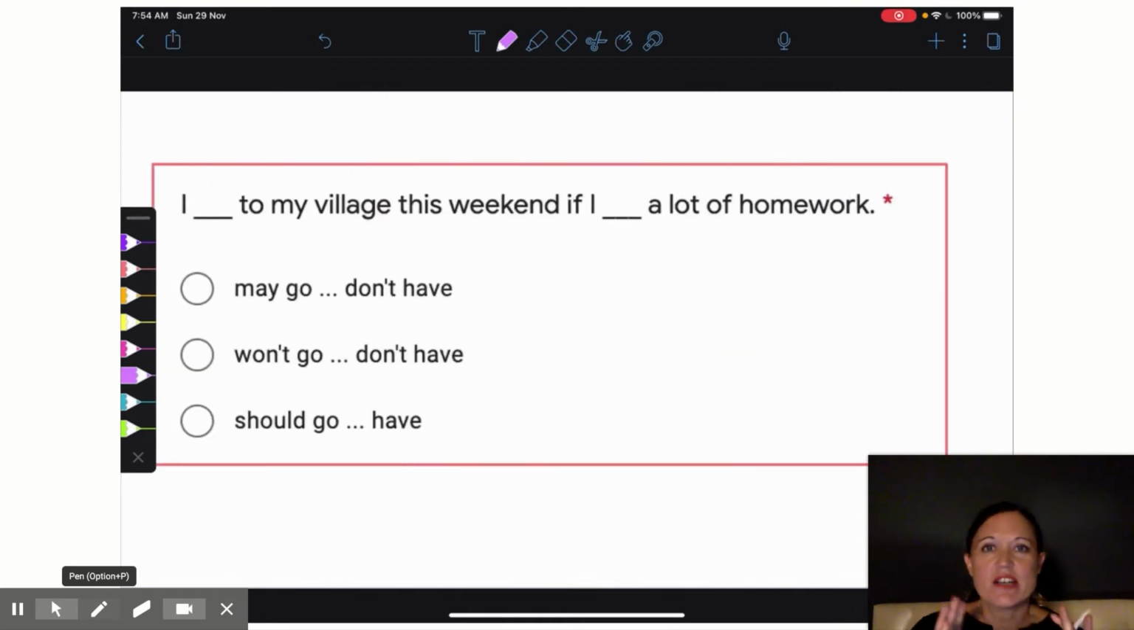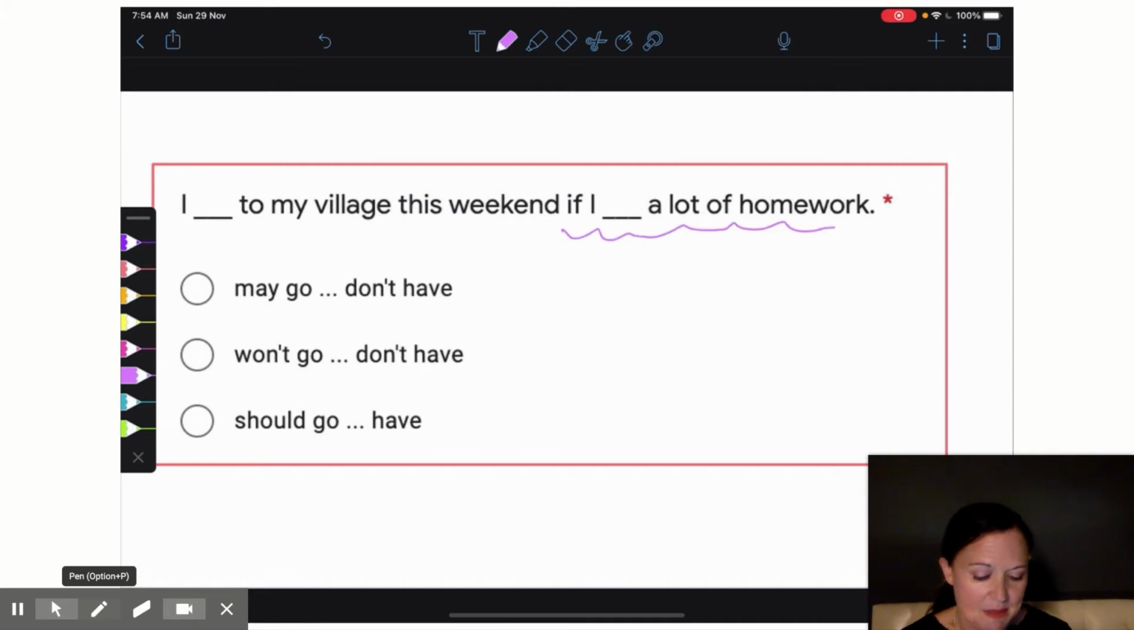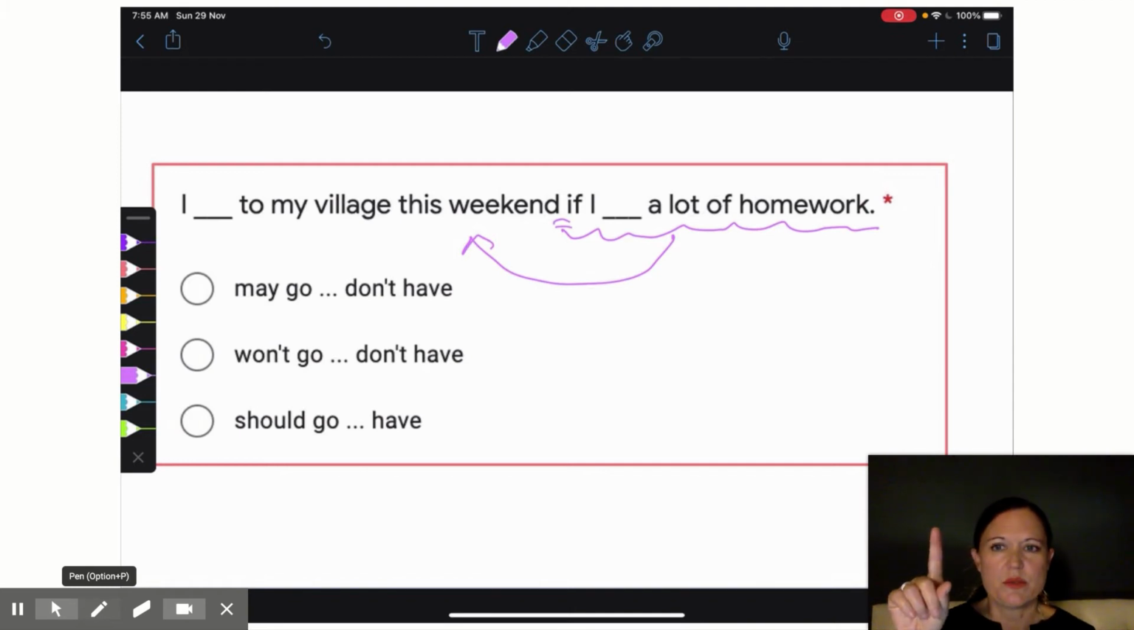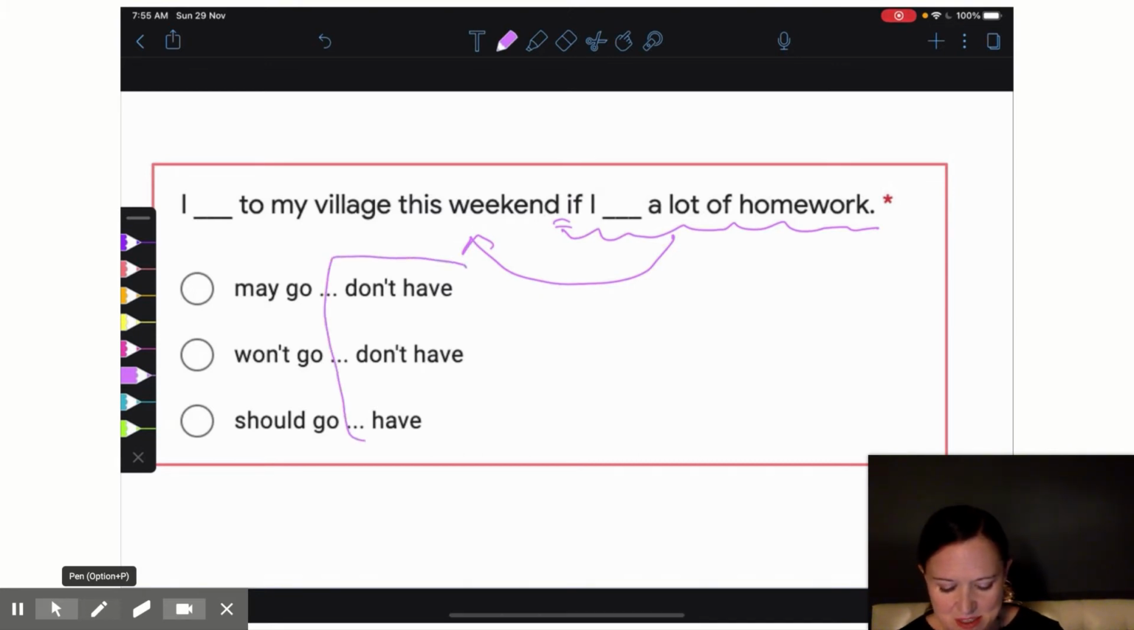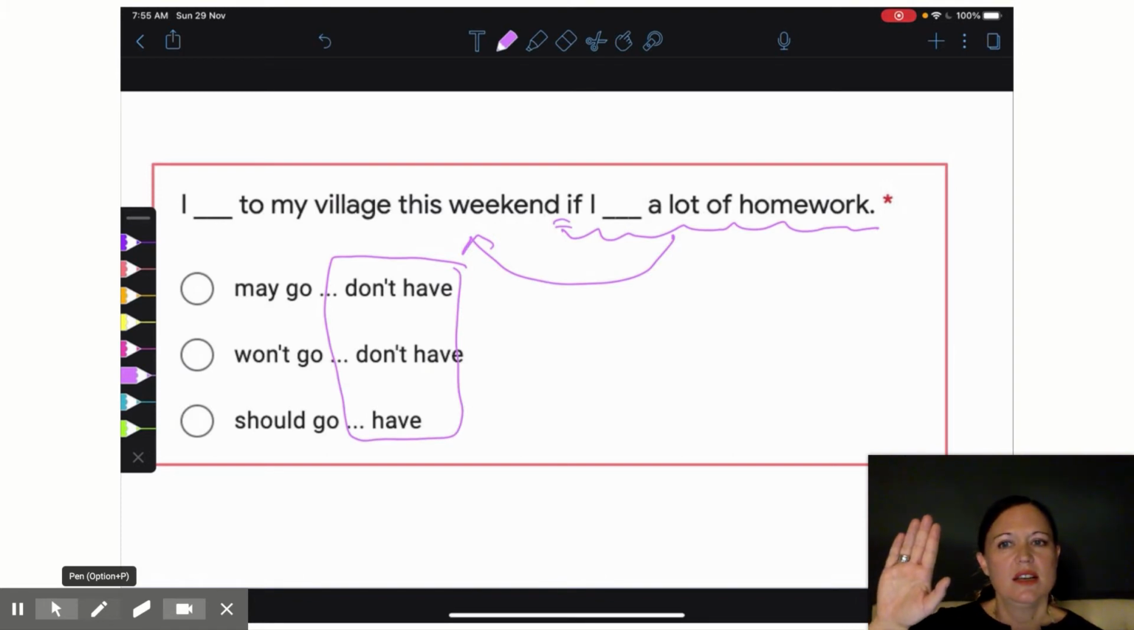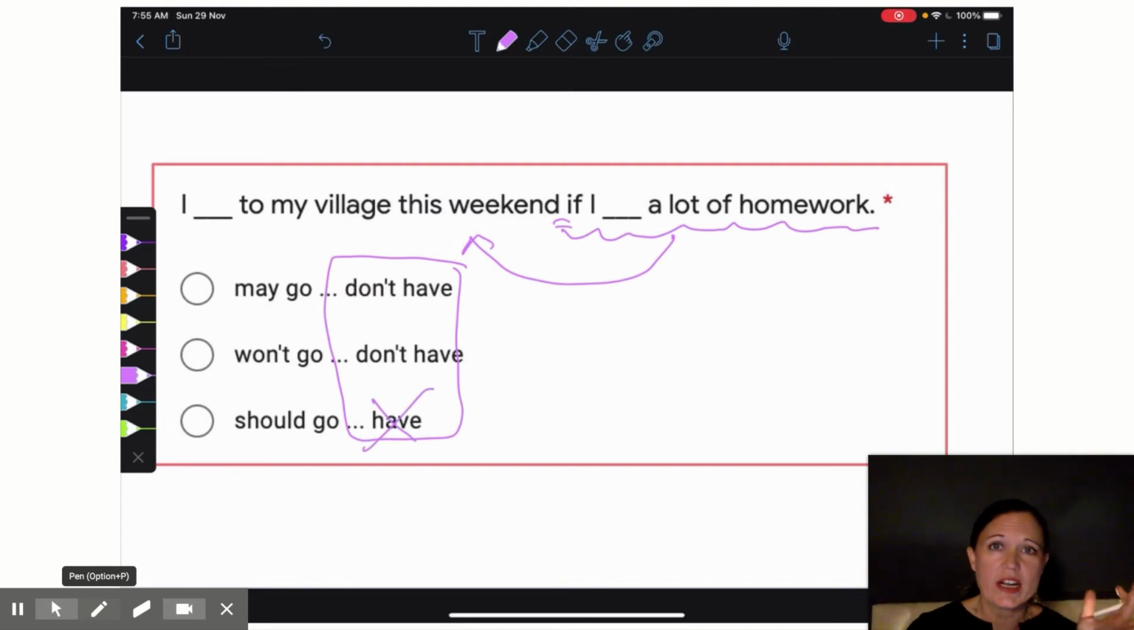Okay, next, here again, we have our result, but now my if clause is here at the end of the sentence, and you'll notice there is no comma there. So if this if clause is met, then the result is I (blank) to my village this weekend. So which of these answers, I'm going to start on this side, would allow me (to go to) my village this weekend? Well, if I have or don't have, I think don't have, because if I have a lot of homework, then I won't be able to go to my village. But if I don't have a lot of homework, then I may go to my village, right? I have the option, the opportunity of going to my village.